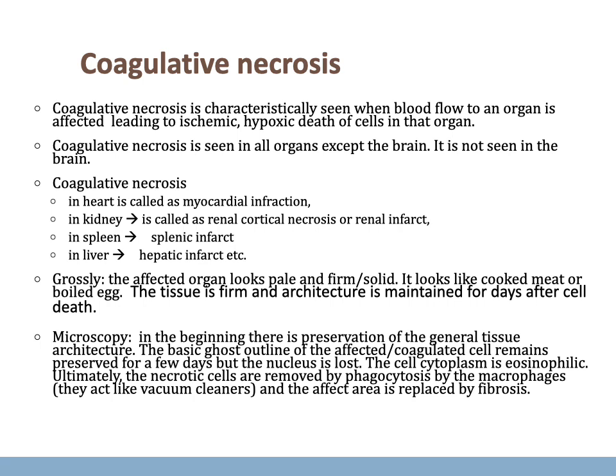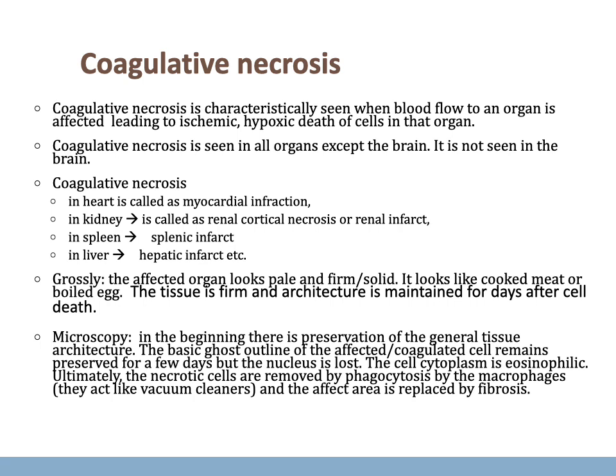Now, if you have an area of coagulative necrosis, you call that an infarct. So if there's an area in the kidney that undergoes coagulative necrosis, usually it's the tubules that undergo that first, you call this a renal infarct. If it's in the heart, you call that a myocardial infarct. If it's in the spleen, you call it a splenic infarct, and so on and so forth. Now, how does it look?